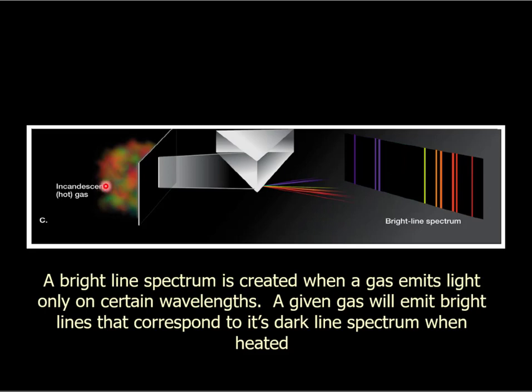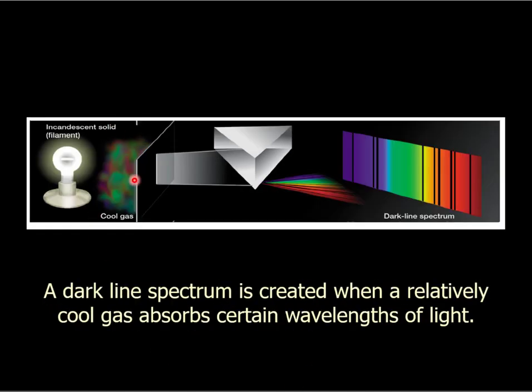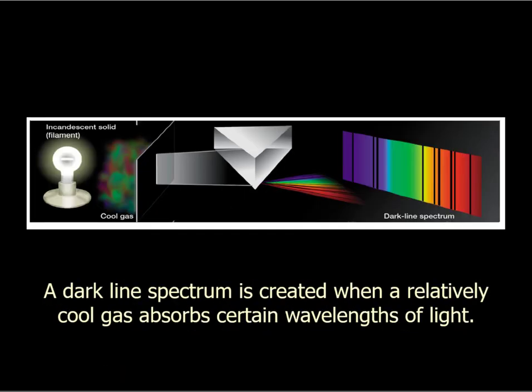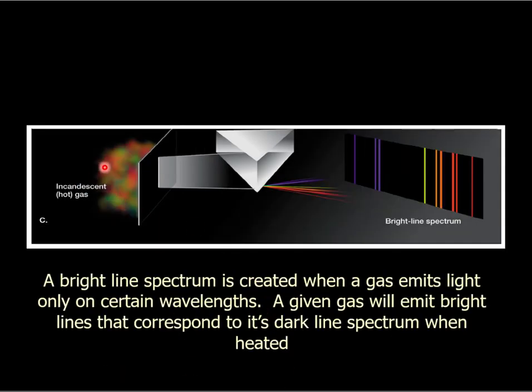Right now, the gas is glowing. It's emitting light, but only along certain wavelengths. And the wavelengths where before it was absorbing, now it's emitting. And once again, if there's a hot gas in space, we can use that to identify the gas, right? Now we have what's called an emission or bright line spectrum. Just like we use the dark line spectrum, we can use the bright line spectrum to identify the gas, right?